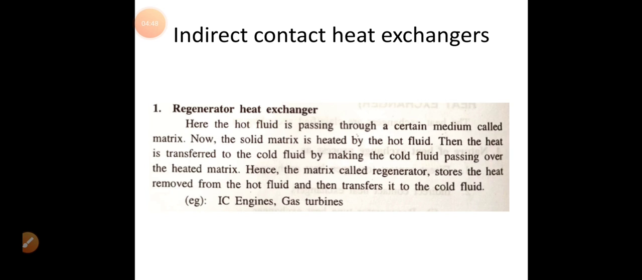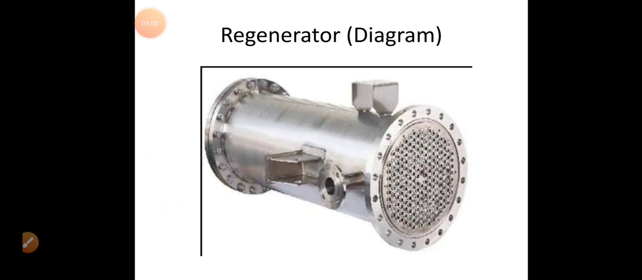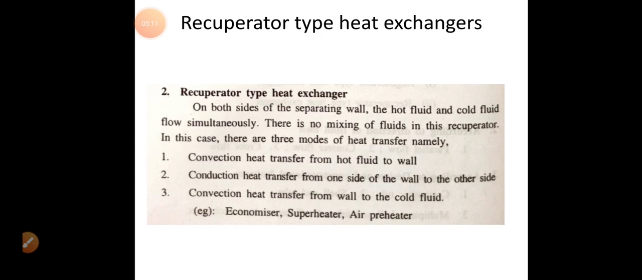Here, the matrix, which is called as regenerator, stores the heat removed from the hot fluid and transfers it to the cold fluid. They are mainly used in IC engines and gas turbines. This is the diagram for regenerator, but in this diagram you cannot see that matrix. Okay, matrix is inside this regenerator.